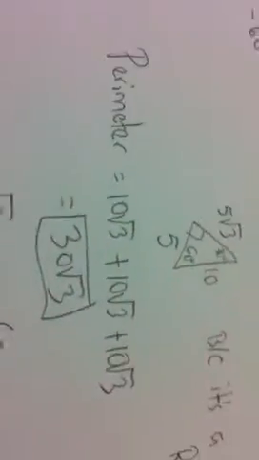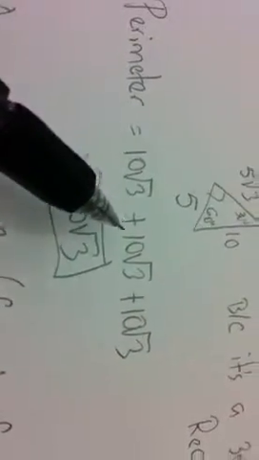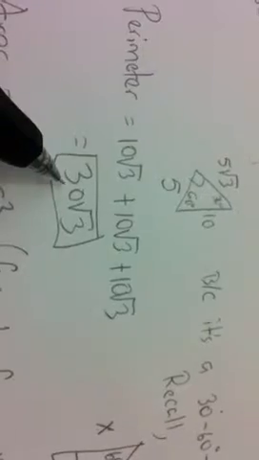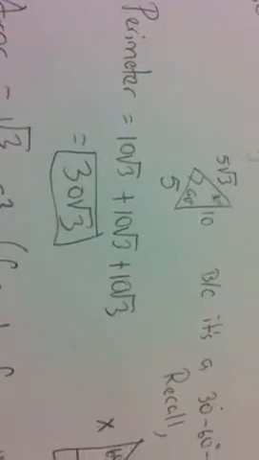So 5 square root 3 plus 5 square root 3 gives us 10 square root 3 for one side, and since it's equilateral, the other sides are also 10 square root 3. So to find the perimeter, you just have to take the side lengths, 10 square root 3 plus 10 square root 3 plus 10 square root 3, which gives you 30 square root 3, and that's the perimeter.